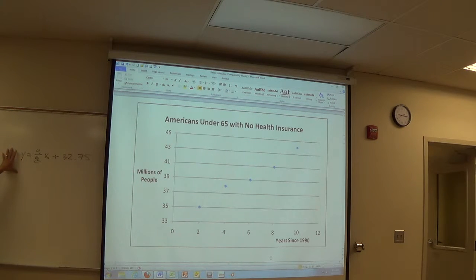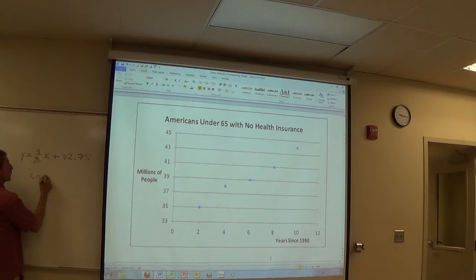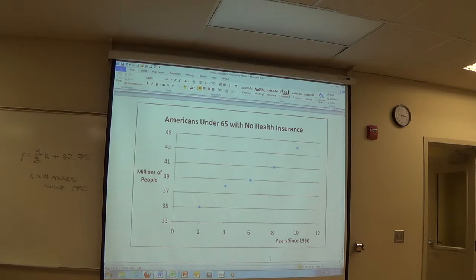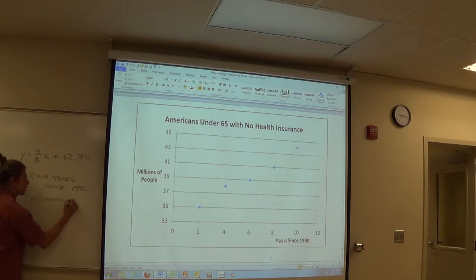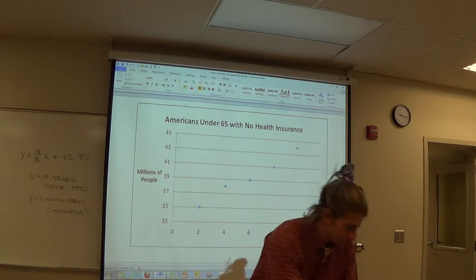Here's our linear model. Now, that in and of itself is great, but I like to also see something else with it. Tori, the way you said it was perfect. You said X is number of years since 1990, and Y is uninsured in millions, under age 65, no health insurance. I'm distilling that down to just the word uninsured. It's okay with you guys.